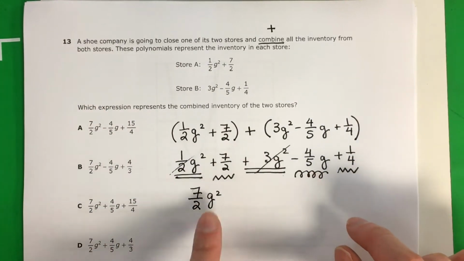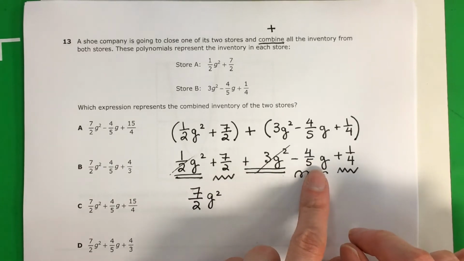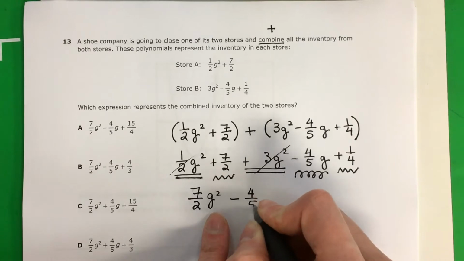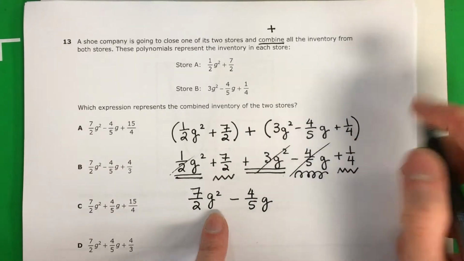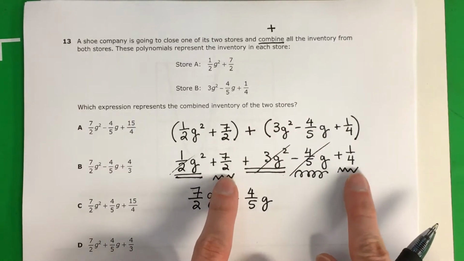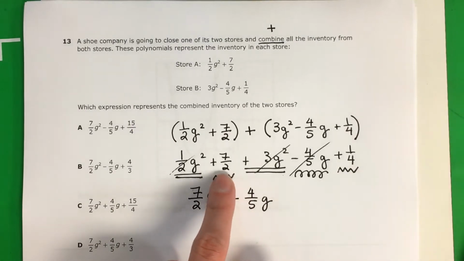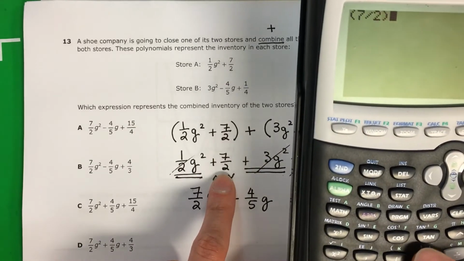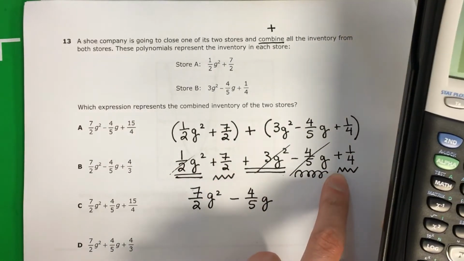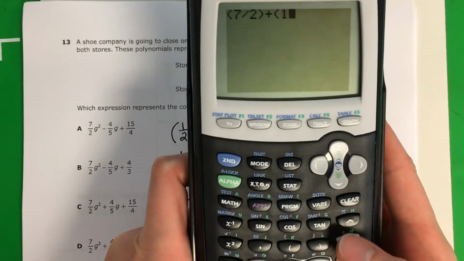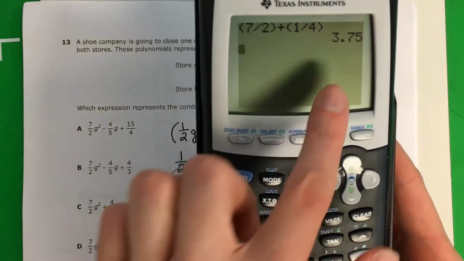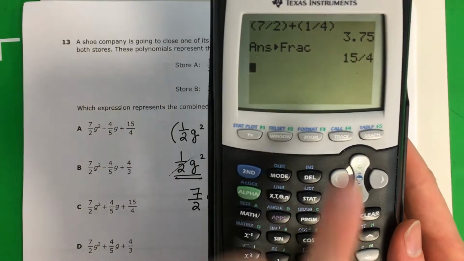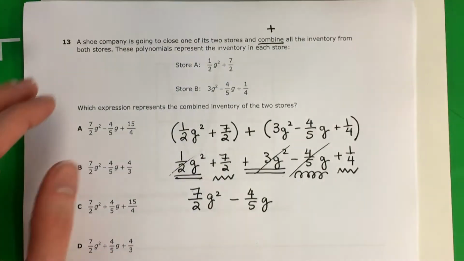Now I'm going to do the letter with no variable. This is the only one, so I'm going to go ahead and copy it. It's the only one, no partner. Now these have no variable, no letter. I'm going to put these together in the calculator. So 7/2, so parenthesis 7 divided by 2, parenthesis plus 1/4 plus parenthesis 1 divided by 4, parenthesis, and we're going to change it to a fraction. So math 1, enter, and I get positive 15/4.